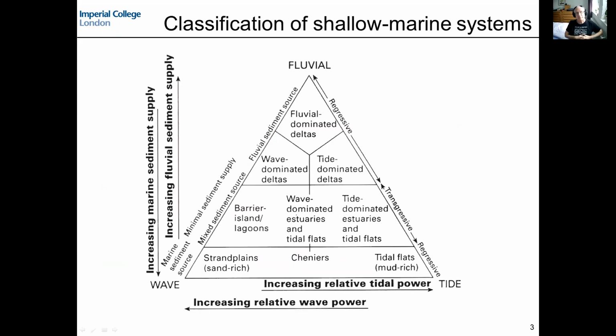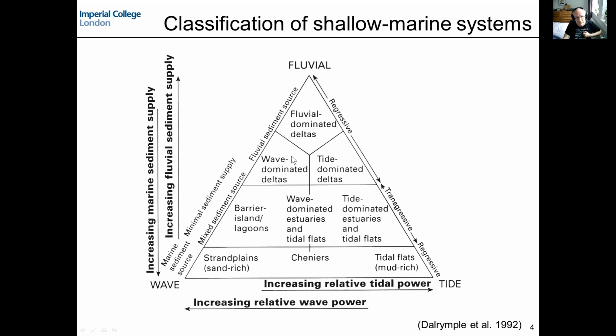Okay, so typically when we think about shallow marine systems, the most common way of classifying those systems is using a triangular diagram like the one on the screen here. And the corners of a triangle relate to the dominant processes. So wave processes, tides, and fluvial or river mouth processes. Those three processes define the corners of the triangle. And then within the space, the main body of the triangle, we have a number of different environments where a certain combination of those three processes occurs.